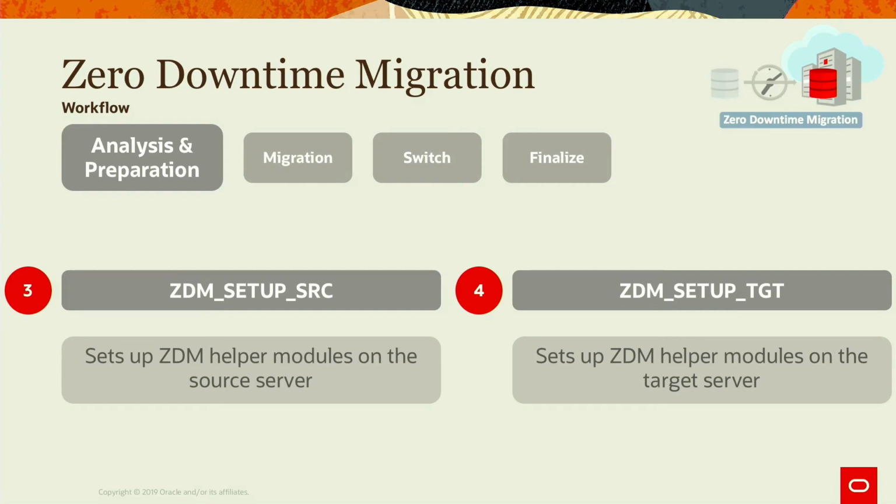Then we have a setup of the source database, and we have helper modules, which are just small agents that will be on the source database and on the target database, for us to communicate and do the work and allow ZDM to properly migrate and move your databases. We do this on the source database, and then we set them up also on the target database on the cloud.